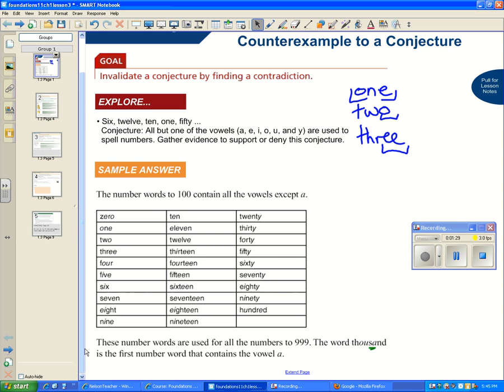So this conjecture seems to be true as you go all the way up to 1000, but as soon as you hit 1000, we get an A, and in fact, all the vowels are used.